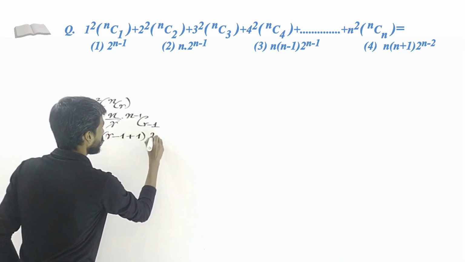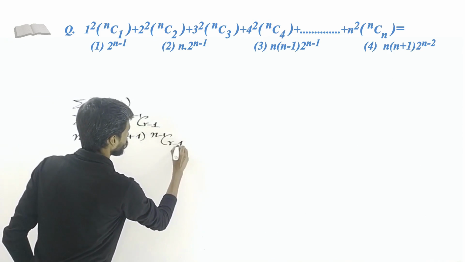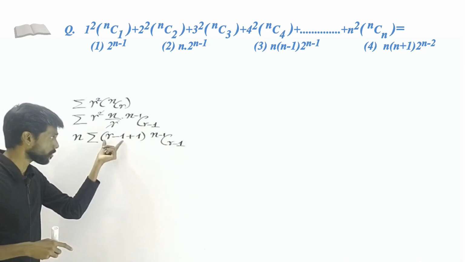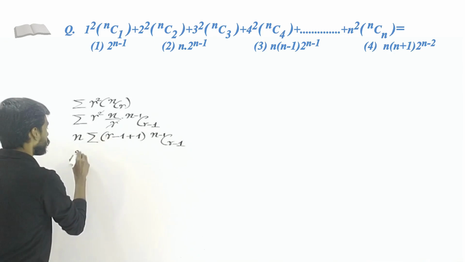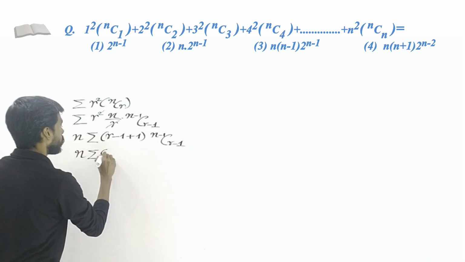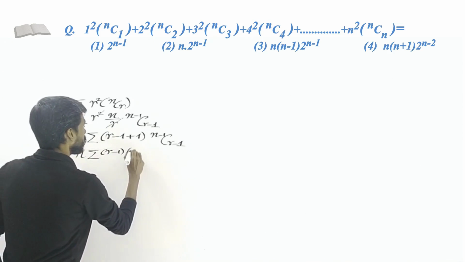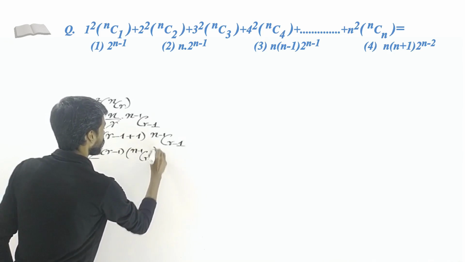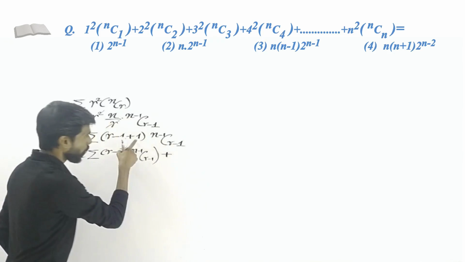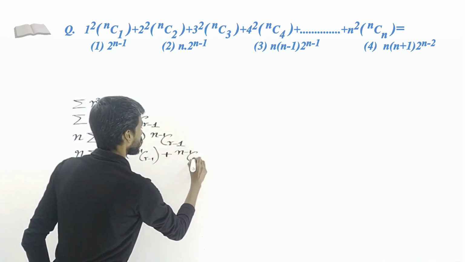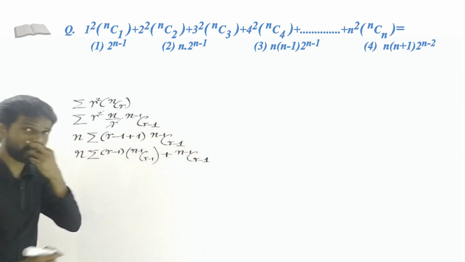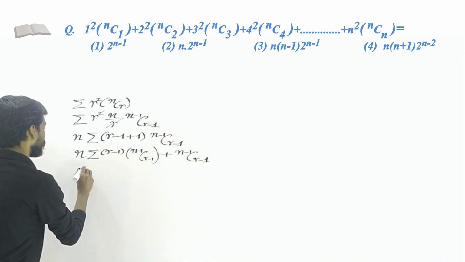Subtract and add 1, so n minus 1 c r minus 1. We subtract and add 1 because we want to cancel this r minus 1. So that can be written as summation. We can split into two parts: r minus 1 times n minus 1 c r minus 1, that is one term, plus the next term is 1 multiplied by this one, n minus 1 c r minus 1. Okay, so that's all. So this r minus 1 can be cancelled now.